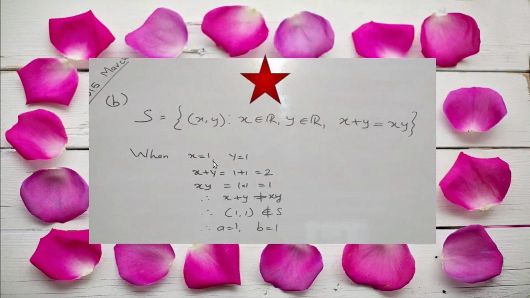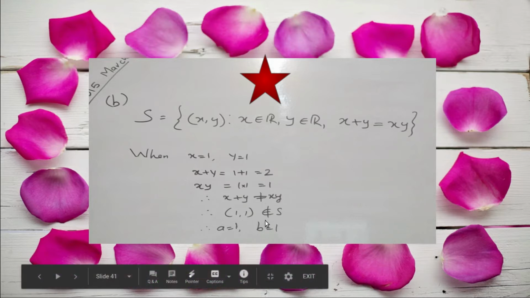Now take x equal to 1 and y equal to 1. LHS, x plus y is 1 plus 1 which is 2, and RHS, x into y, that is 1 into 1, 1. 2 is not equal to 1. So here x plus y is not equal to xy. So (1, 1) does not belong to S. So we can take A equal to 1, B equal to 1.